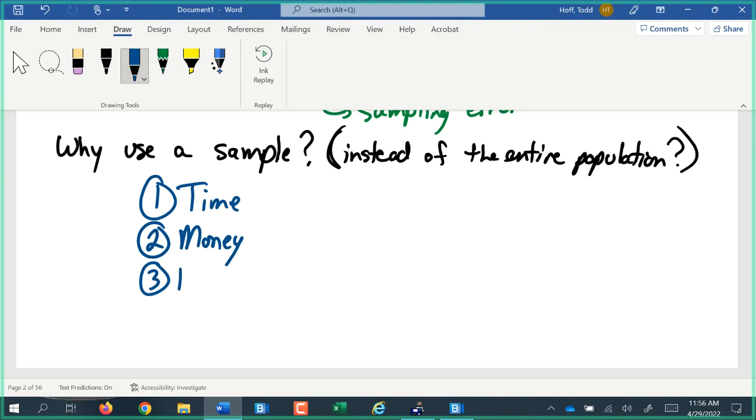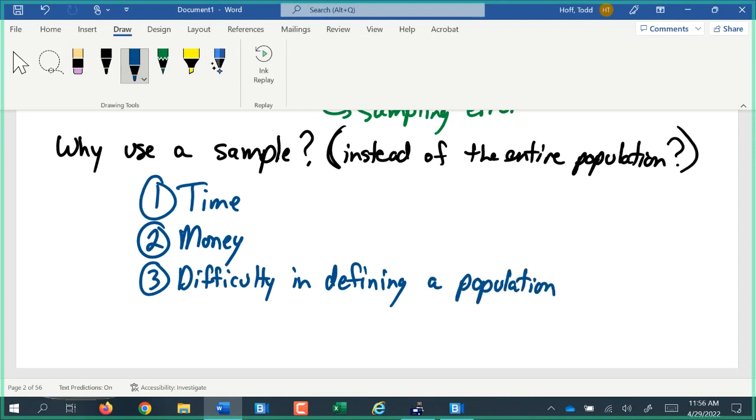Next is difficulty in defining a population. So like our example of the local election. Let's say we're voting for a new mayor. Well, if we are 2 weeks before the election, we're trying to predict who's going to win. Like we said, we don't care about all registered voters. We only care about people who are going to vote in that election.